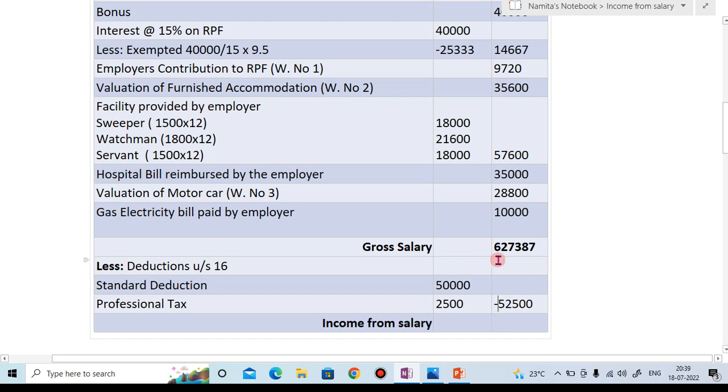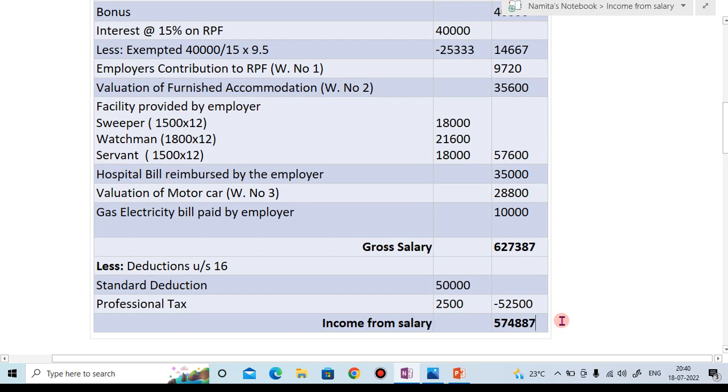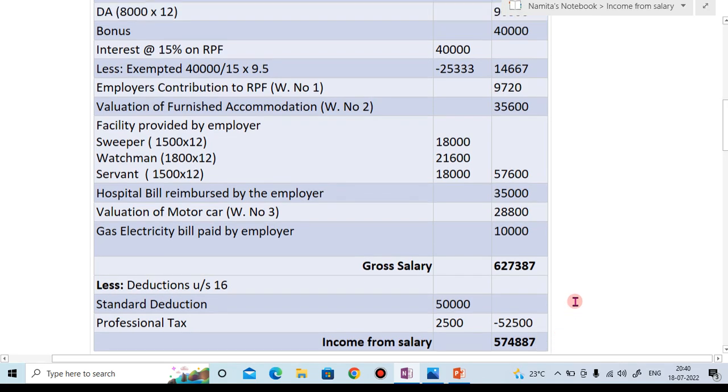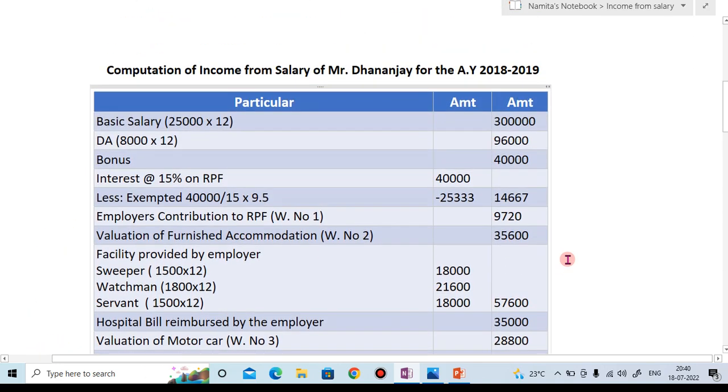Now 6,27,387 minus 52,500. The answer will be 5,74,887. So this is the income from salary of Mr. Dhananjay. From this gross salary reduce 52,500, and the amount will be 5,74,887. This is our taxable income from salary of Mr. Dhananjay. In this way you have to compute income from salary.